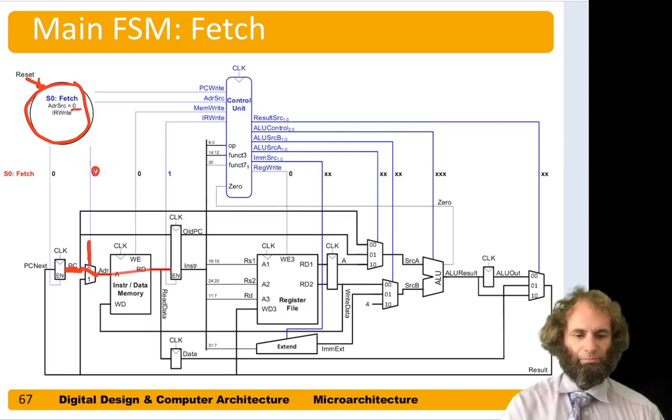Based on that address, we read the instruction out of the instruction memory, and we will write it into the instruction register by asserting the enable signal IR write. So we need to make IR write true. Nothing else is happening in the data path, so that's all we need to do in state 0 right now.